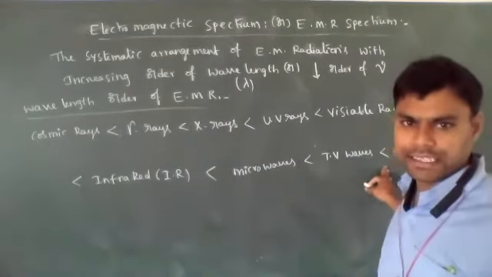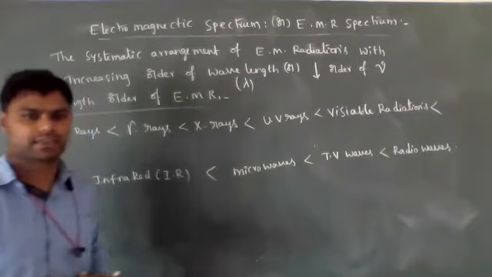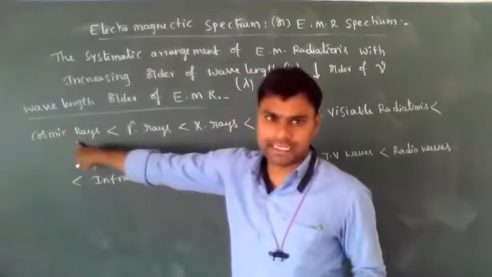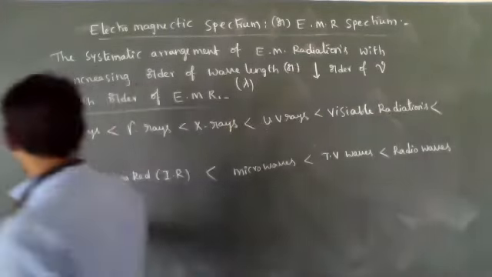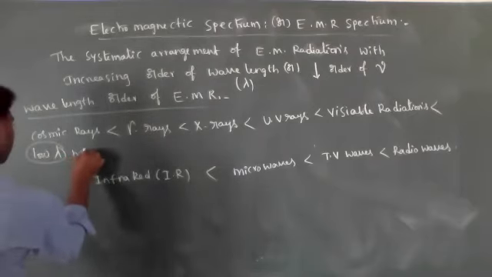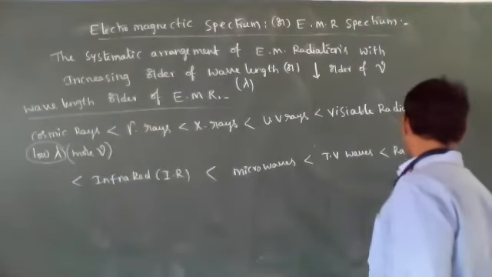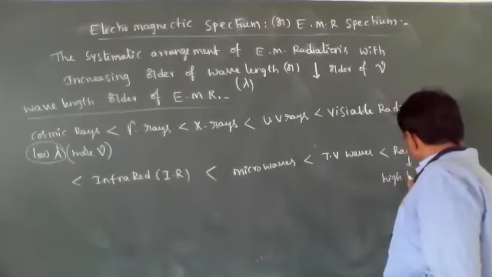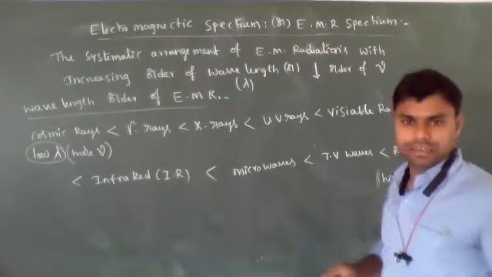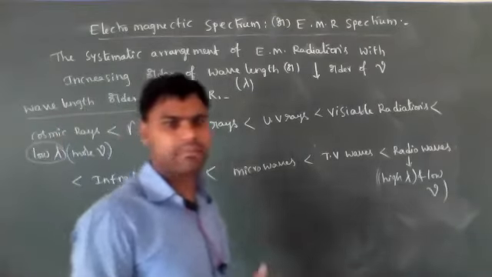From this order only they ask some questions. Among the following, which is the correct wavelength order, which is the correct frequency order? As wavelength increases, frequency decreases. So cosmic rays have low lambda and more frequency. Radio waves have high wavelength and low frequency. Among these, some have specific importance.